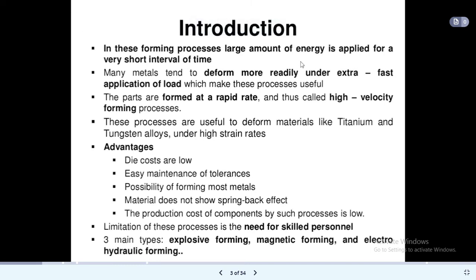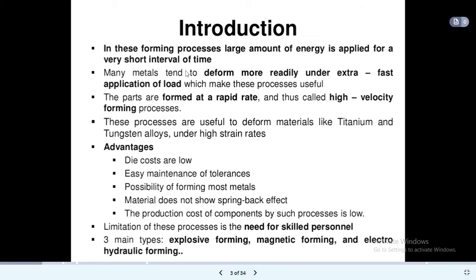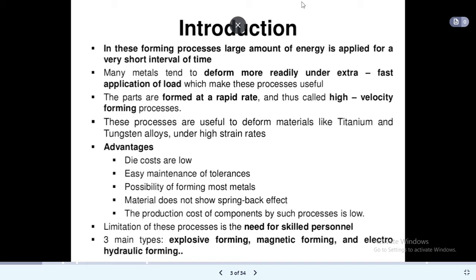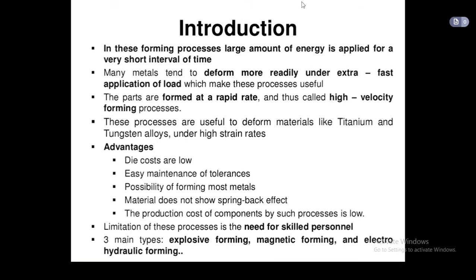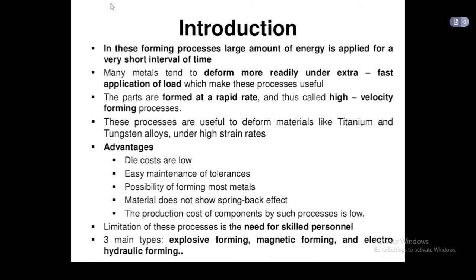In a forming operation, a very large amount of energy is applied in a very short time. High energy rate forming is one type of high velocity forming. The only difference is that they use explosive, electromagnetic or electric energy. That means in high energy rate forming, explosive energy, electric energy or magnetic energy is used.